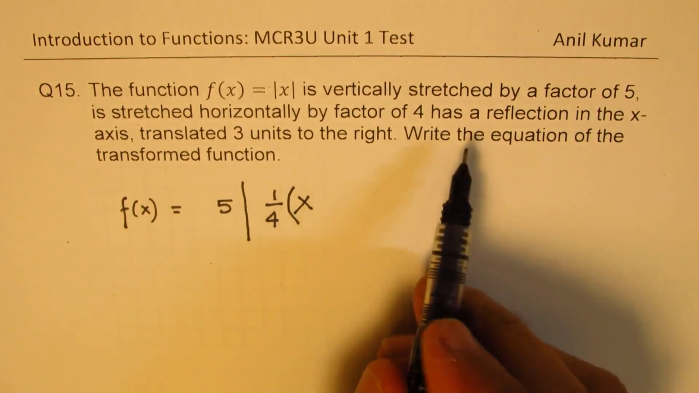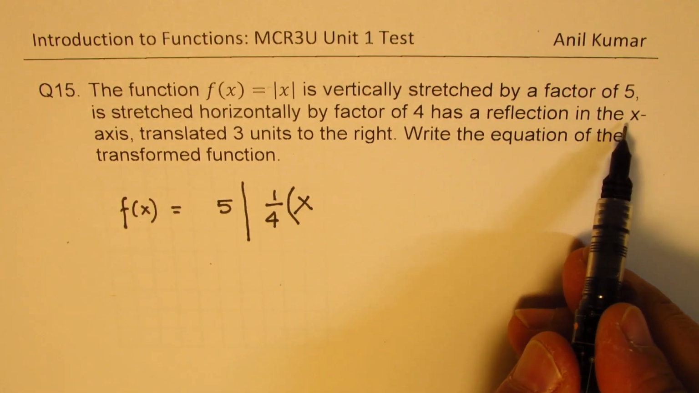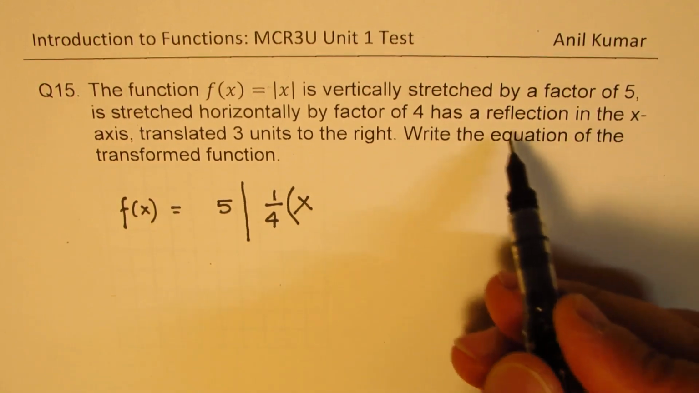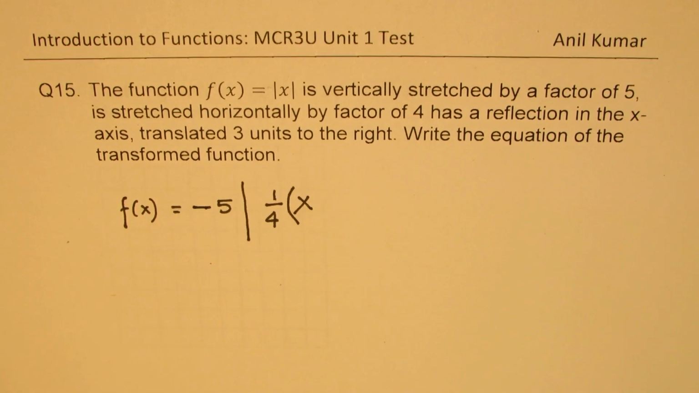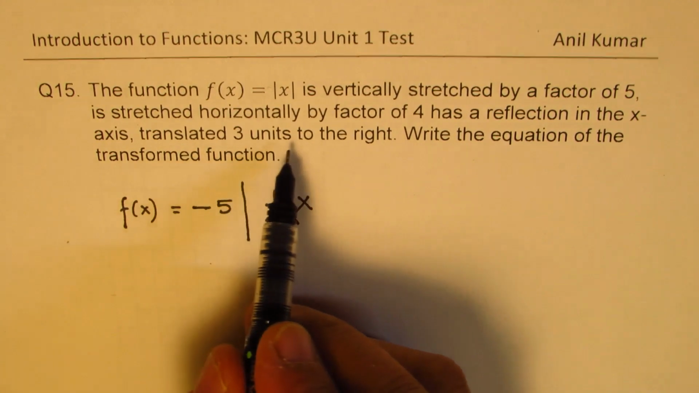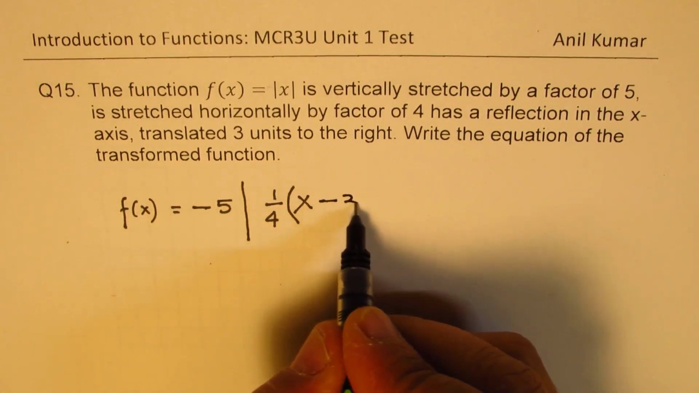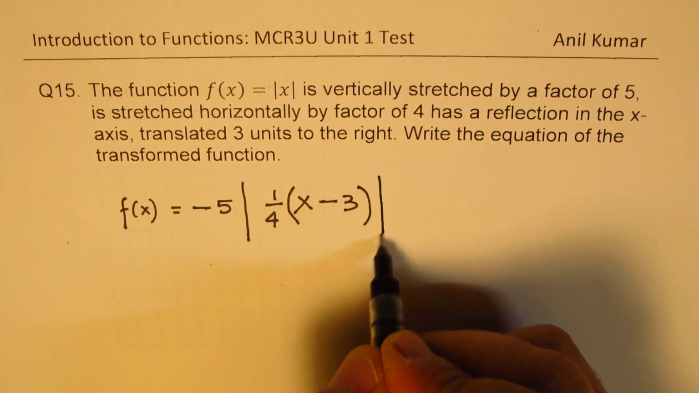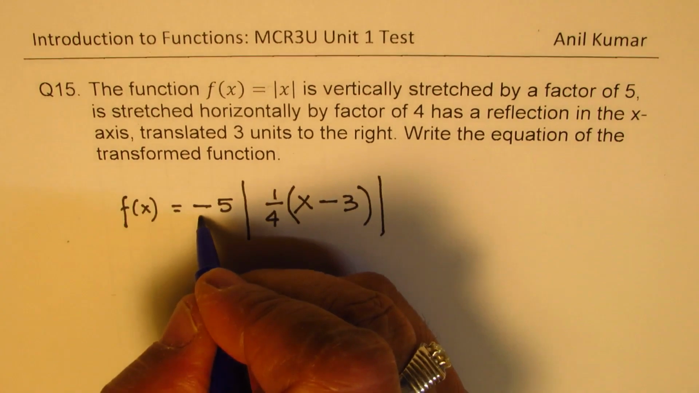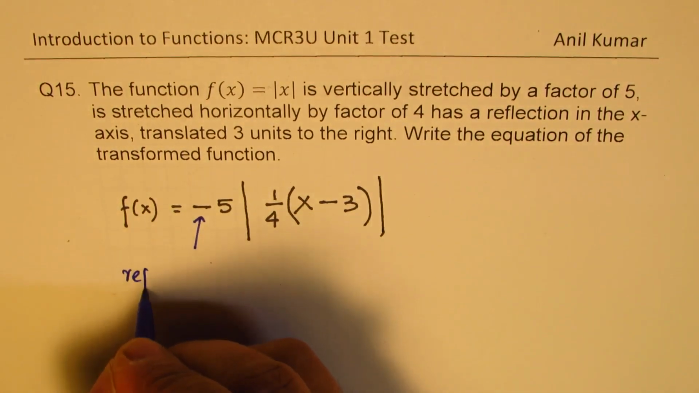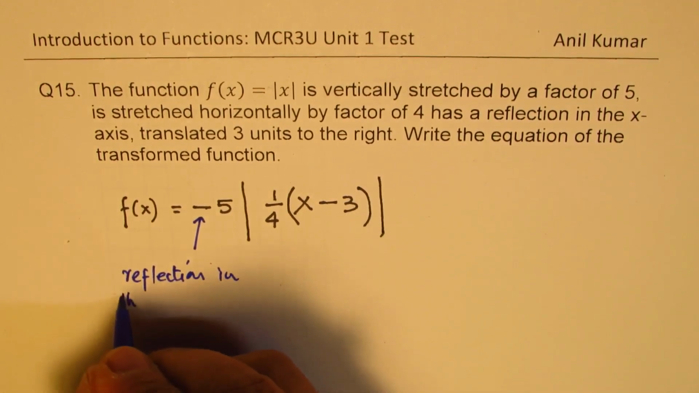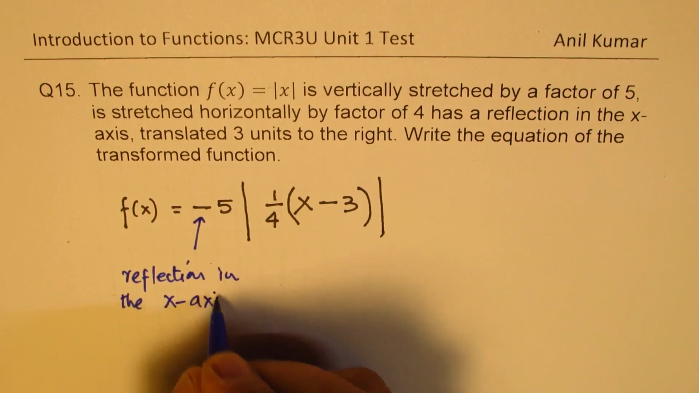Has a reflection on the x-axis. So when you are reflecting it on the x-axis, that means it is vertically getting reflected. So this gets minus. So this is a reflection on the x-axis. Translated 3 units right, so minus 3. That is it. So that becomes your function. Is that clear to you? So this minus here is reflection in the x-axis. Is that clear to you?